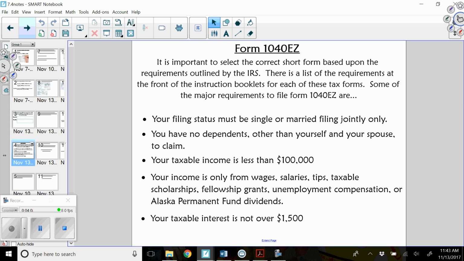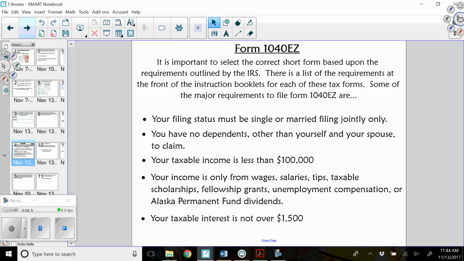All right, so we're gonna look at the 1040 Easy first. It's important to select the correct short form based on the requirements. There are certain requirements for whether you can use certain tax forms to file your taxes. You can get online and download all the different forms. They come in little booklets. I've given you snippets of them, the actual fill-out-the-form part that we'll go over today.